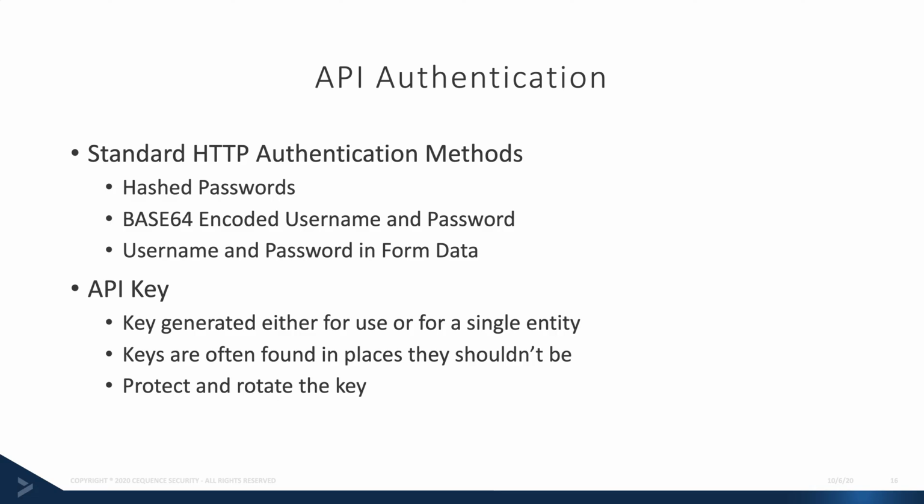API keys typically are generated for a single entity, but sometimes they're generated for multi-use. So that key can get compromised and be used anywhere that you might use it. Also, sometimes developers utilize their comments to store API keys in case they need to come back later or they've forgotten where they put it or whatever. And so sometimes you find those API keys in places that you shouldn't. Protect the key. That's a really important thing.